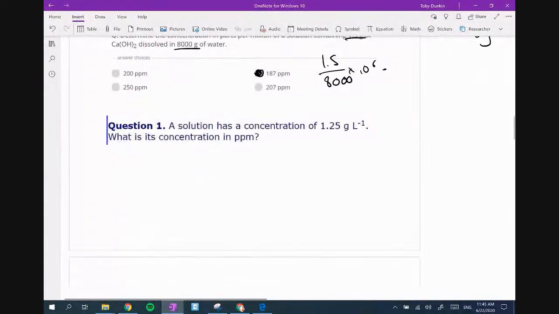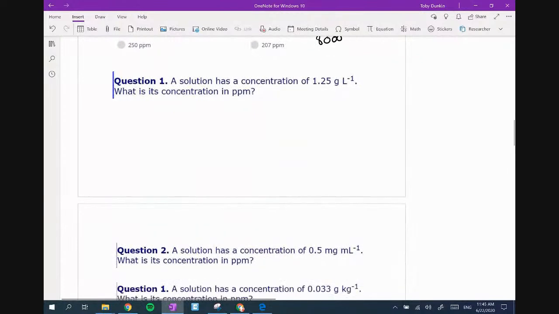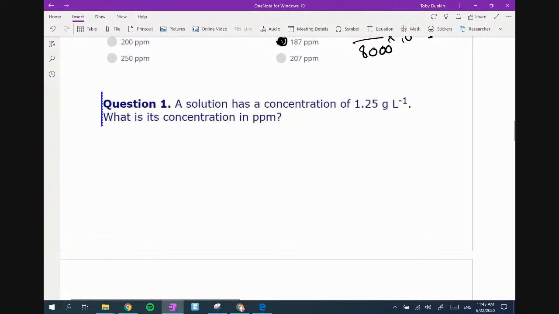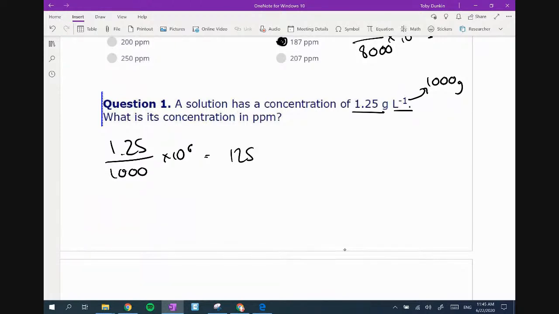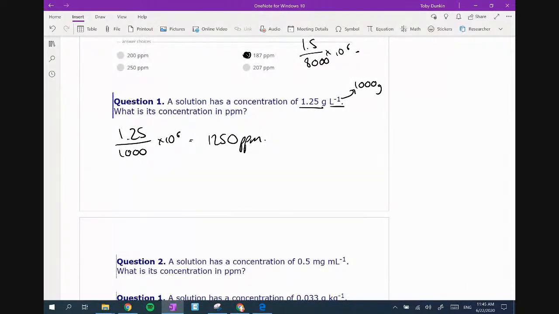Next. A solution has a concentration of 1.25 grams per liter. What is its concentration in ppm? Right, so 1 liter is 1,000 grams of water. So that just becomes 1.25 over 1,000 times 10 to the 6. Sorry, I'm late. Oh, it's nice to see you, Manisha. Lovely to see you. 1.25 divided by 1,000 times 10 to the 6, and I get 1,250 ppm.